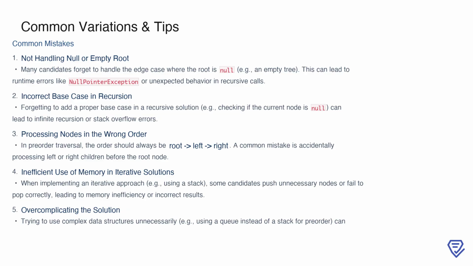Another issue is processing nodes in the wrong order. Preorder traversal follows the strict sequence of root, followed by left children, and then right children. Deviating from this order can produce incorrect results. Additionally, in iterative solutions, memory inefficiencies can arise if unnecessary nodes are pushed onto the stack or if stack management is not handled correctly. Finally, overcomplicating the solution is another pitfall. For example, using a queue instead of a stack for preorder traversal can increase complexity unnecessarily, making your code harder to debug and less efficient.